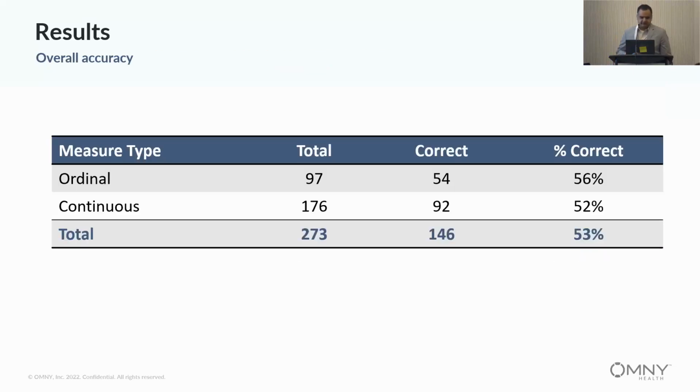So here's our overall accuracy broken down by ordinal versus continuous scores. We presented a similar talk at ISPOR, and it was not geared towards dermatology. We had a higher accuracy there, but unfortunately for the derm scores, we see that the accuracy is lower. It's like 56 to 52%, depending on the type of severity score, and the overall accuracy was 53%. And these are manually validated examples that we annotated after the pipeline.